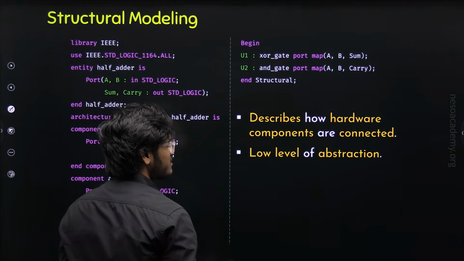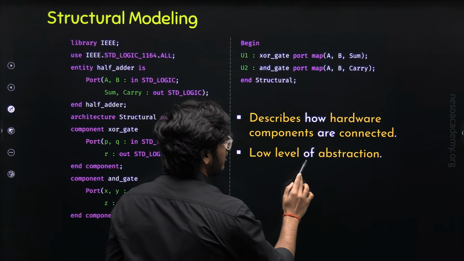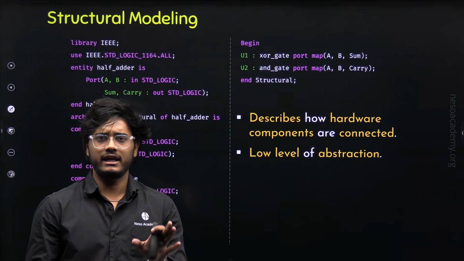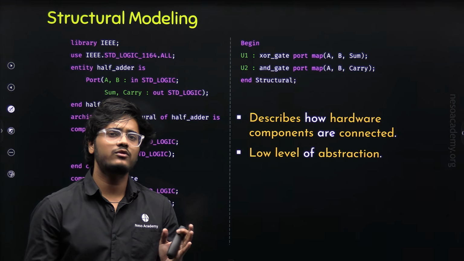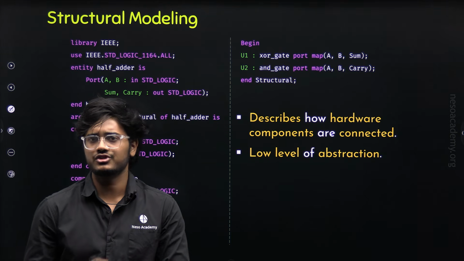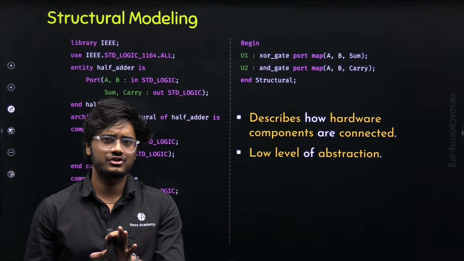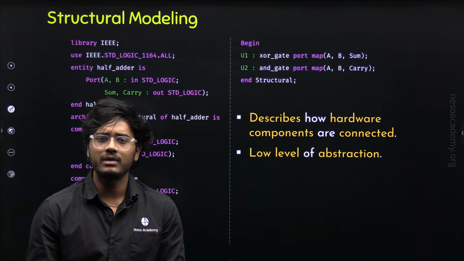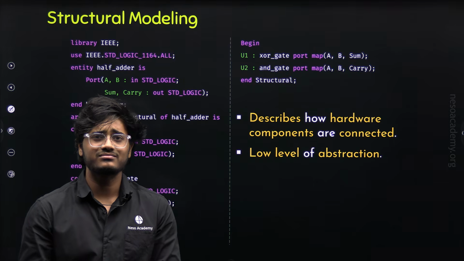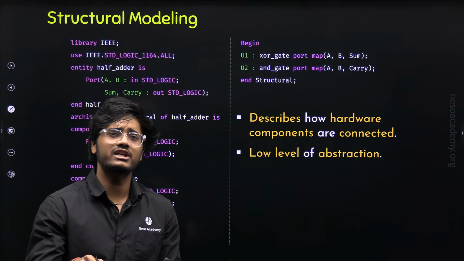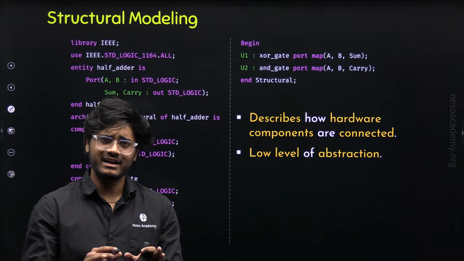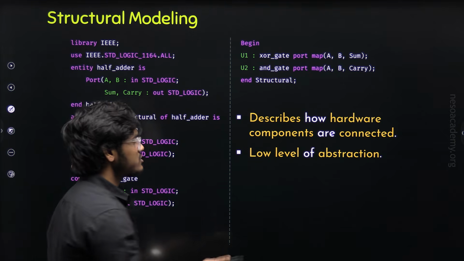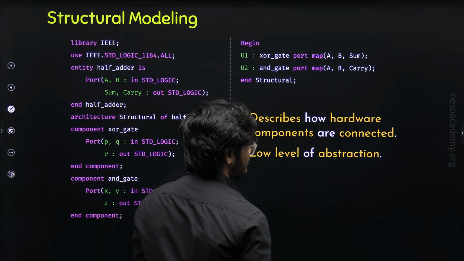Second point, structural modeling follows a low level of abstraction. We have already studied what a high level of abstraction is and what a low level of abstraction is. Low level of abstraction is closer to the hardware, meaning here we describe how the hardware is built using components, logic gates and interconnections. It is similar to a circuit diagram. So, structural modeling follows a low level of abstraction.